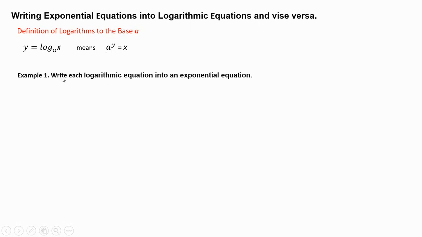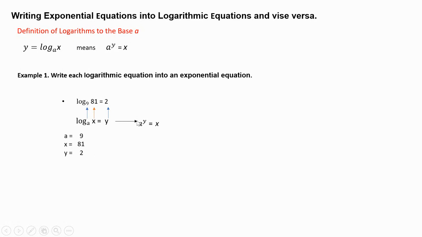Okay, example number 1. Write each logarithmic equation into an exponential equation. Here we have to know what the a is, what the x is, and what the y is, right? So it's got to go from logarithmic into exponential. If you notice, the a or the base is going to be 9. I believe some books use a as a base and some others use b as a base. It doesn't matter, but this little small letter there, that's the base. And the x is going to be 81, and the y is going to be 2.